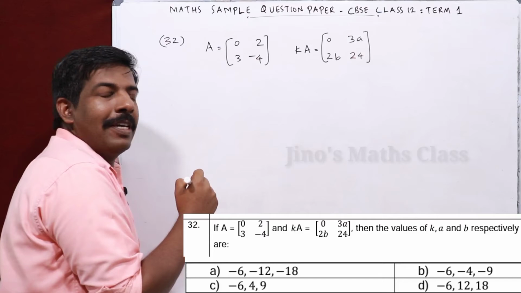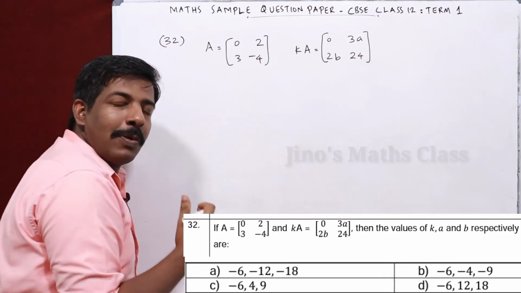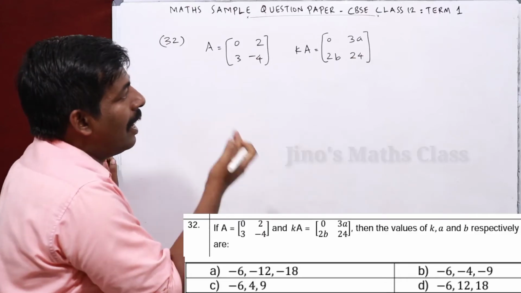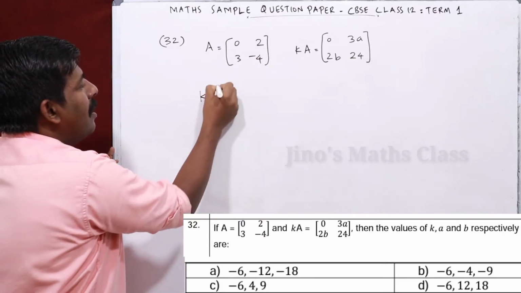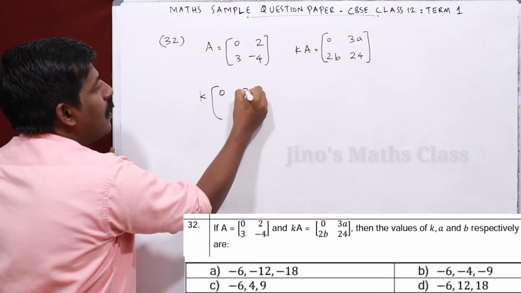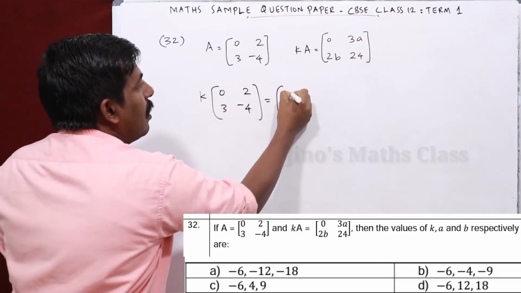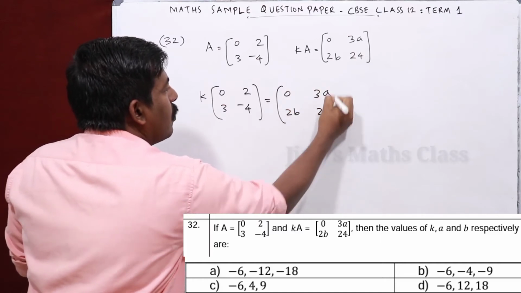Question number 32. Here a matrix A and k times matrix A is also given. From that we have to find the values of small letter k, a and b. So here k into A means we can write k into matrix [0, 2; 3, minus 4], that is equal to [0, 3a; 2b, 24].